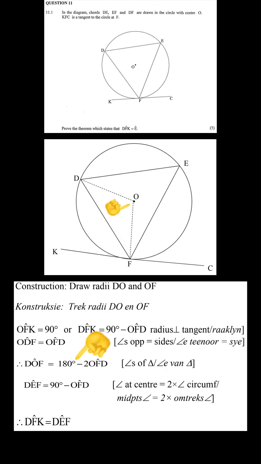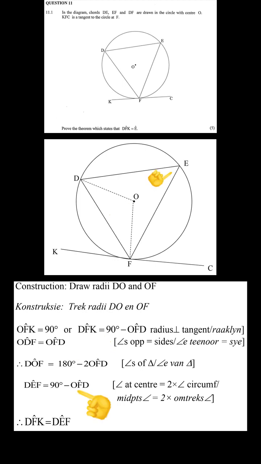The next step is that the angle DOF would be equal to 180 minus 2OFD. This is because if we look at the triangle ODF, we know that the angle ODF and the angle OFD are equal, so we can say both of them are equivalent to OFD, and we know that the angles inside the triangle add up to 180. So if I know the angle ODF is equal to the angle OFD, then the angle DOF would be equal to 180 minus 2 times OFD.